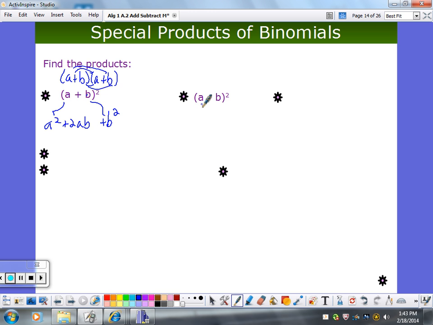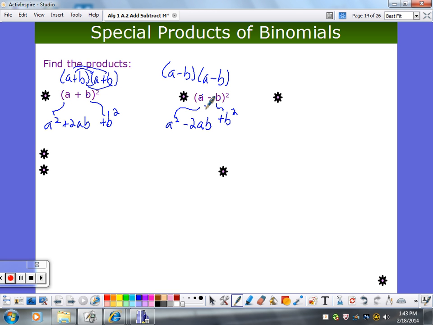Same thing with this guy. Binomial squared. Square that guy. Negative b times negative b, that's a plus b squared. Multiply times 2. a times negative b is negative ab times 2, negative 2ab, using the pattern. Again, this pattern, if you don't see it, don't worry about it. Expand out and use multiplication.